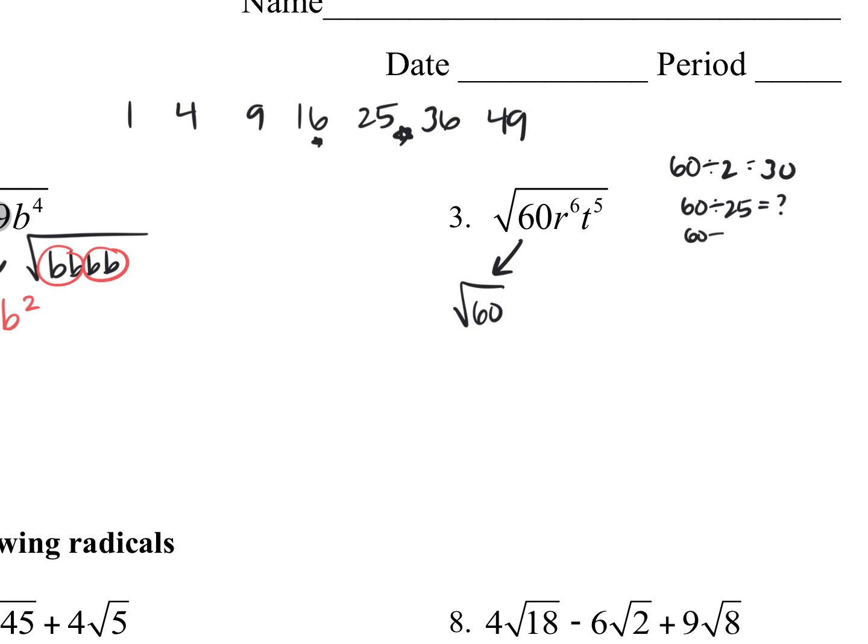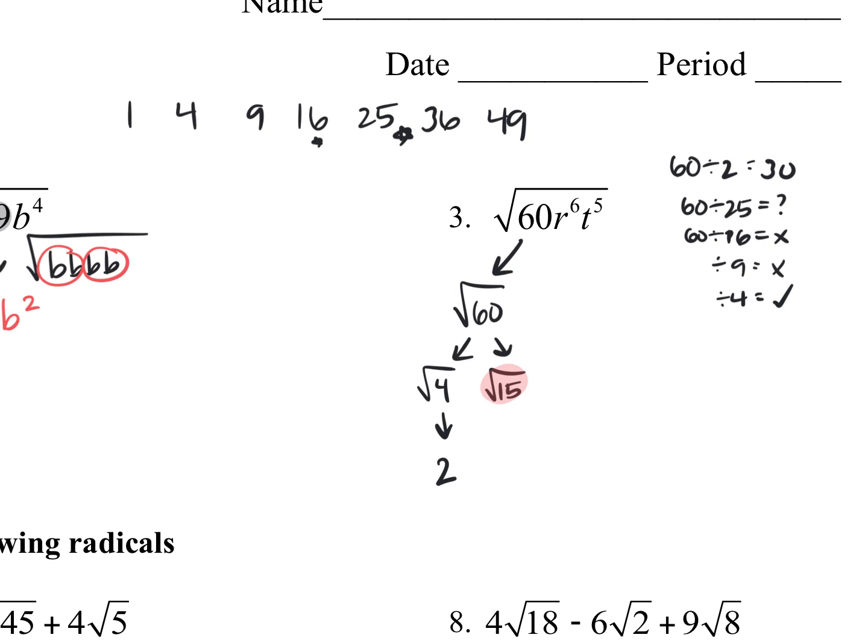Does 60 divide by 16 evenly? Nope. Does it divide by 9 evenly? No. Does it divide by 4 evenly? Yes. So I can split 60 into the square root of 4 times the square root of 15. And the square root of 4 gives me 2. I'll only need to remember the square root of 15 in my final answer here.